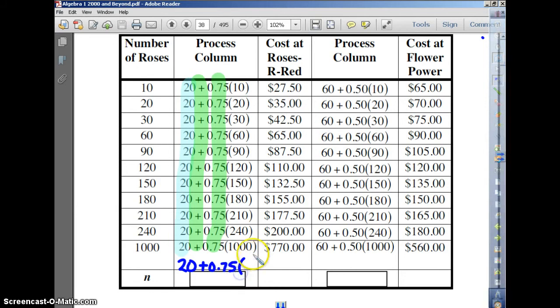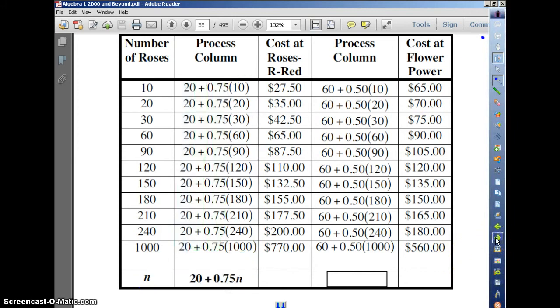0.75. What are all of these numbers here that are always changing? Yeah, this is your variable here. That is this column here, and we're going to represent the number of roses by the letter what? Yeah, n. So that's what goes here. So our expression for the cost for any number of roses is going to be 20 plus 0.75n, where n represents the number of roses that you purchase.